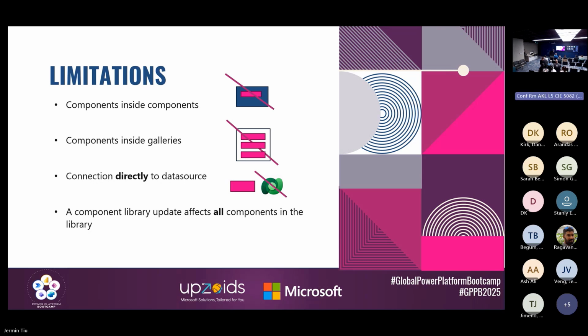Components themselves can't connect directly to a data source, right? So you have to create an input to the component, which is like a table. And then from your app, you would feed that table into the component. And finally, as the gentleman alluded to, if you update a component in a component library, it asks you to update the whole thing. It can be very frustrating. So what we've done is separated each major component into its individual component library. Otherwise, you'll be forever updating stuff.